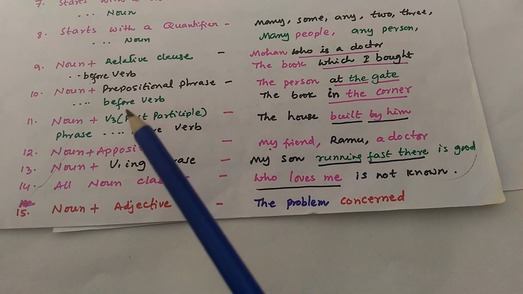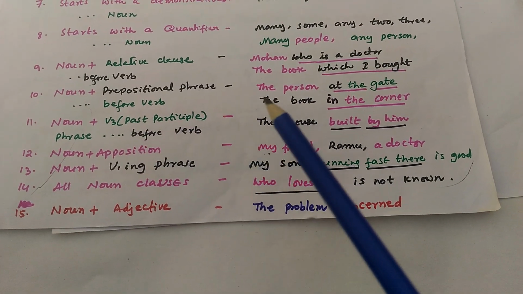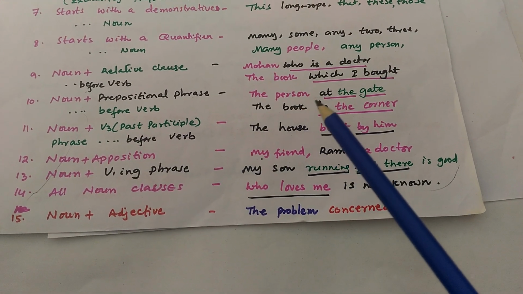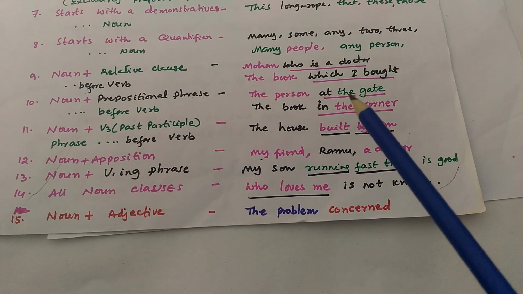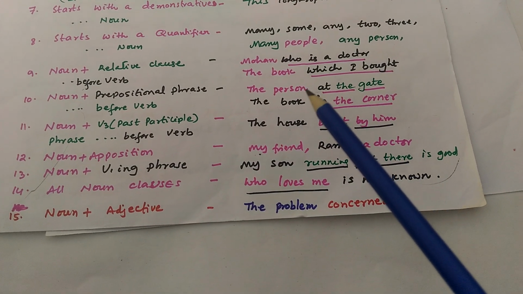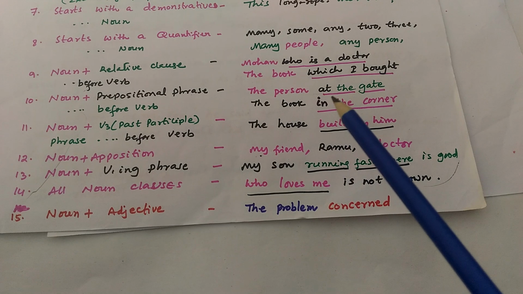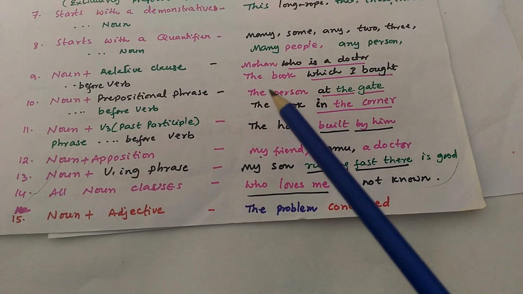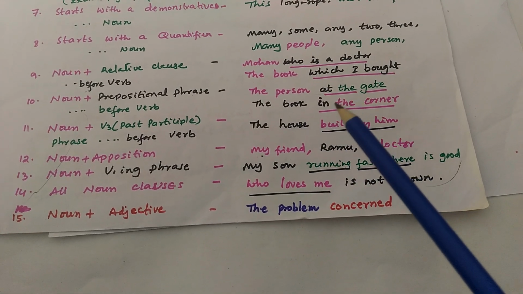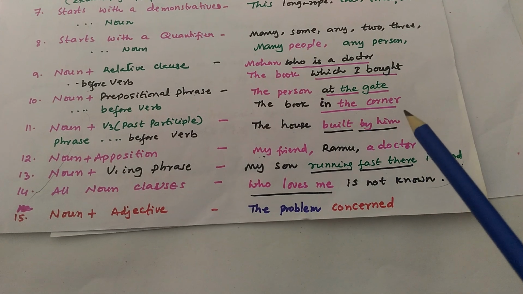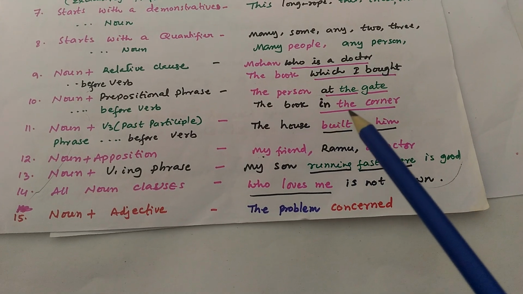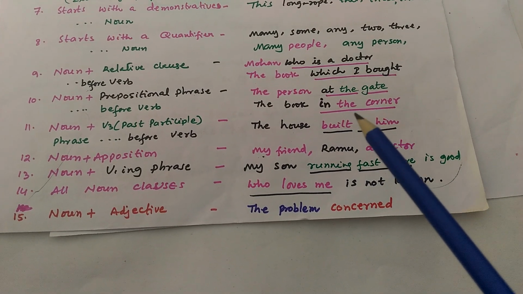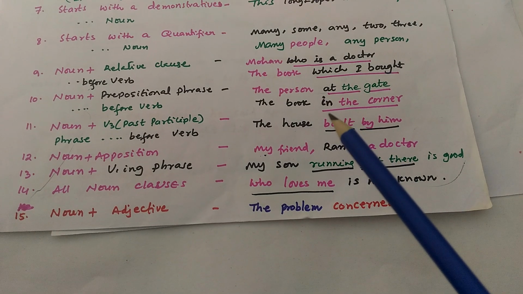And next one, noun plus prepositional phrase. Here, the person at the gate is a noun phrase because here noun plus prepositional phrase at the gate is there. Combinedly, it is called a noun phrase. The book in the corner. Here, the book plus prepositional phrase in the corner is a noun phrase.